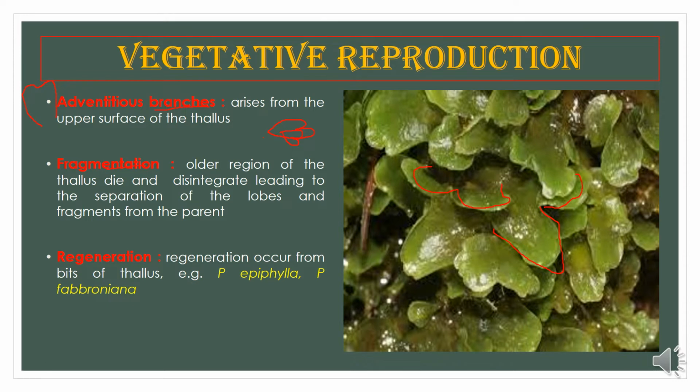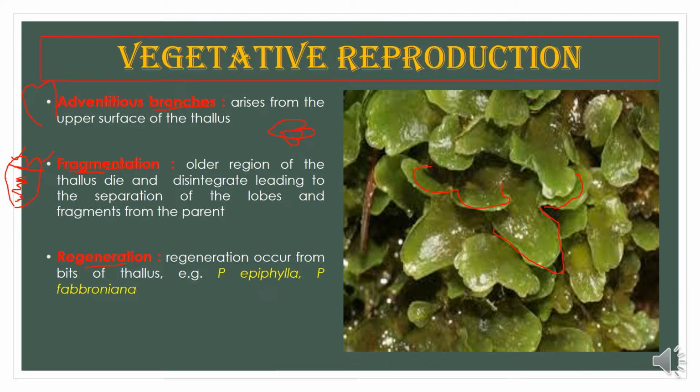Then there is fragmentation. We know that in the bryophyte, if this is the thallus, for example, then the cells in the posterior region gradually get old and die, and when this death of the cells reaches the dichotomous region, then each of these lobes of the thallus forms a separate plant, and they again in turn develop dichotomy and develop into a complete new plant. So this is fragmentation.